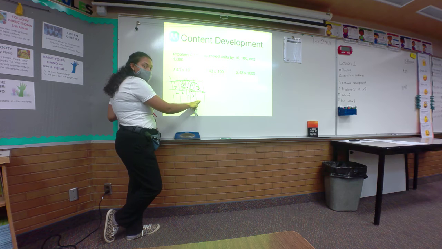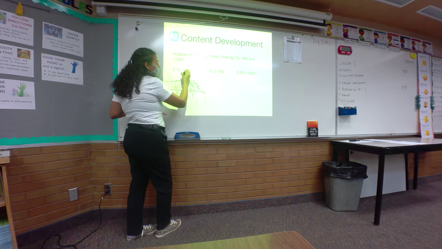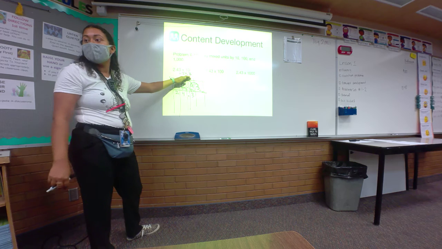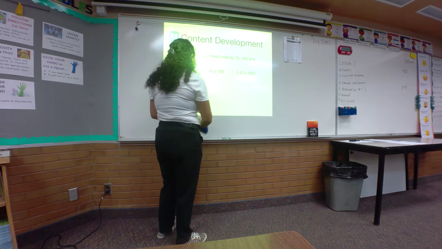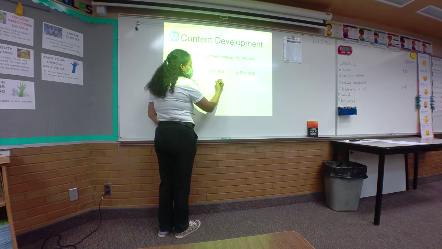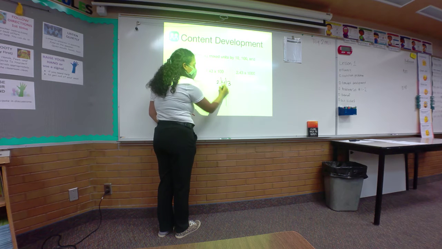So now what do we have? 24 and 3 tenths. 24 decimal 3. Okay, next one, ready? So now we have 2 and 43 hundredths.